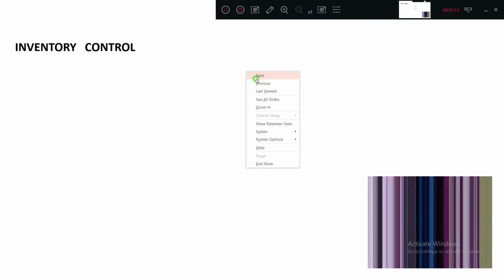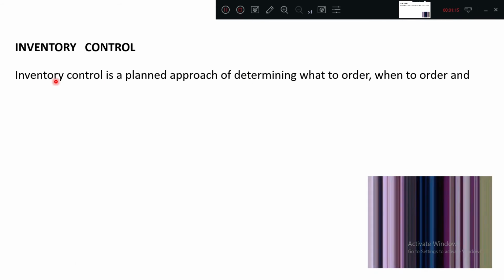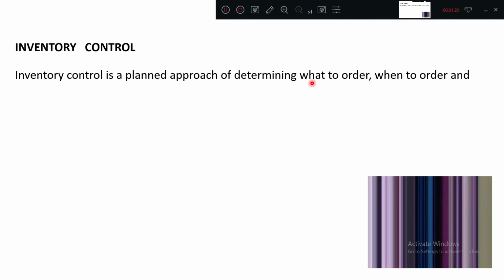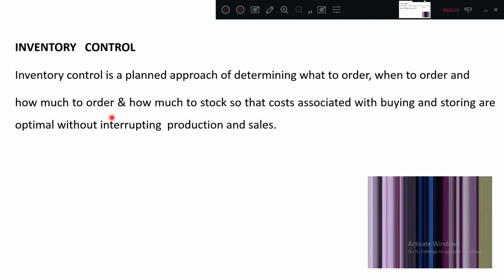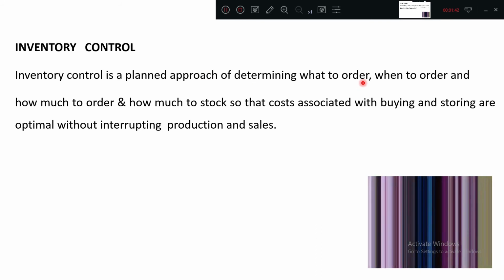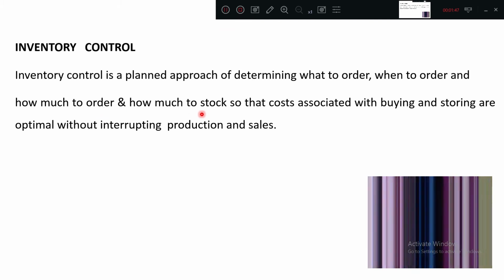Inventory control. What do you mean by inventory control? Inventory control is a planned approach of determining what to order, when to order, and how much to order and how much to stock, so that costs associated with buying and storing are optimal without interrupting the production and sales. So inventory control is nothing but how much to order, what to order, when to order, how much to stock.